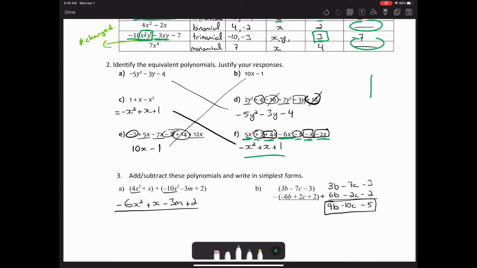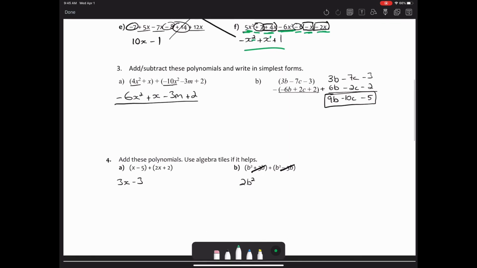One thing to notice on this one is that originally this is not in the correct order, so we can put a polynomial in any order. Usually we want it in descending order, so we look at the exponents, right? Descending order is from the highest exponent to the lowest.